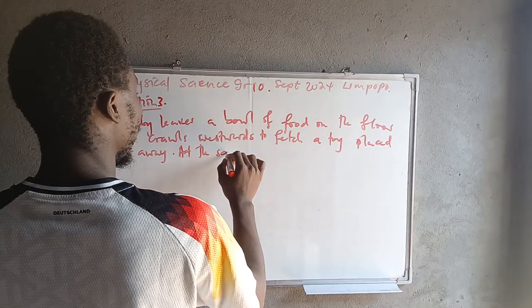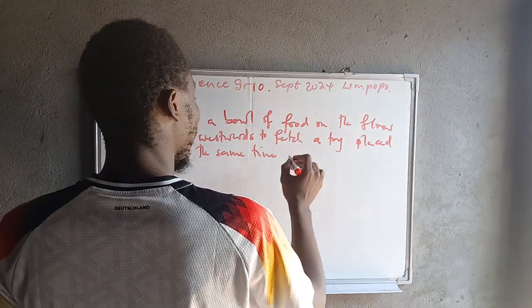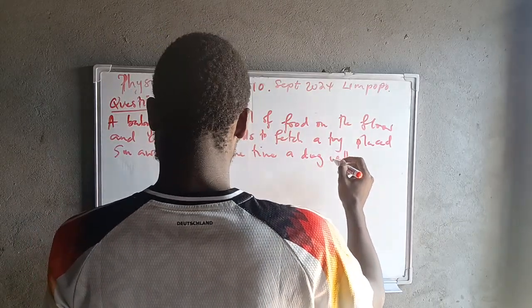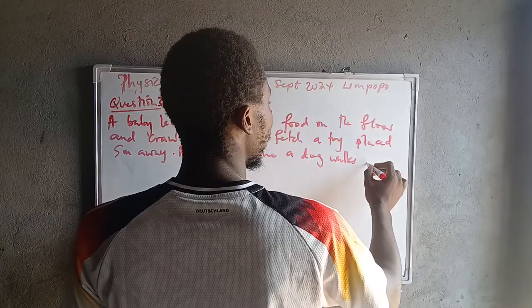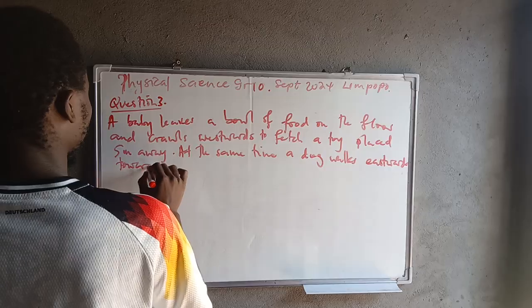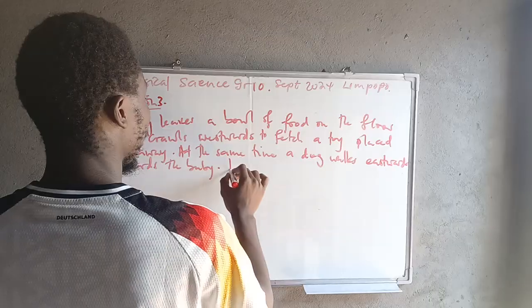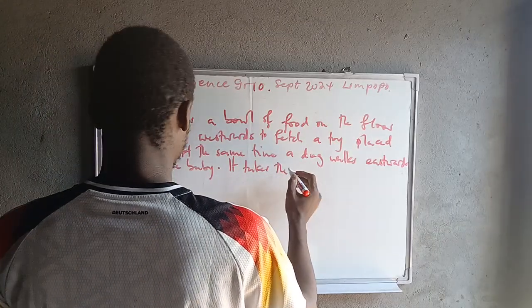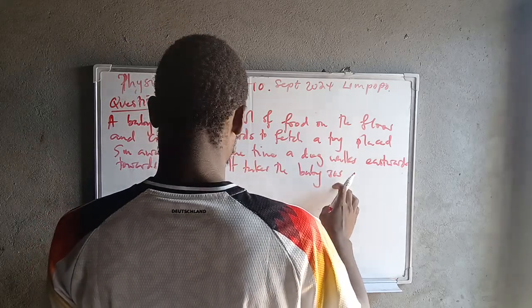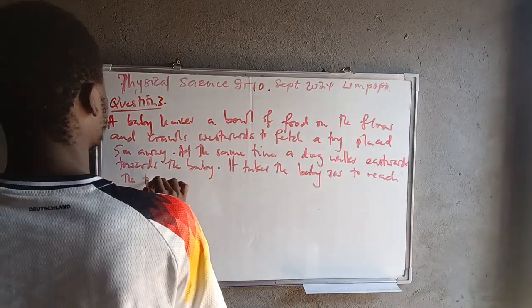At the same time, a dog walks eastwards towards the baby. It takes the baby 30 seconds to reach the toy.